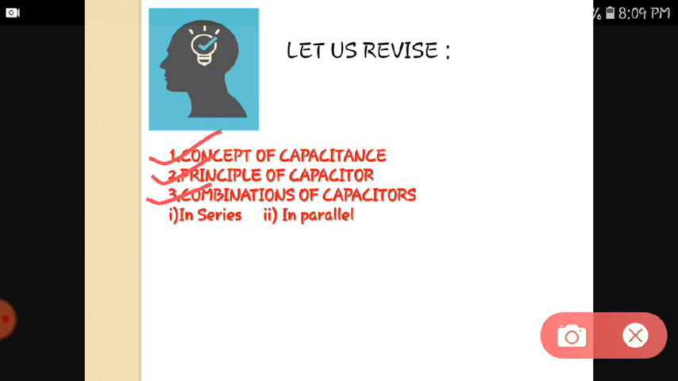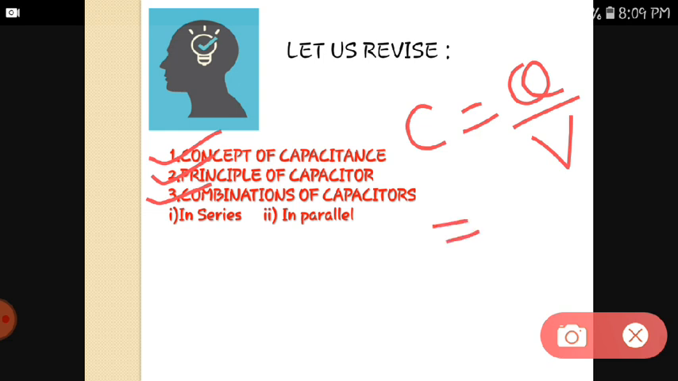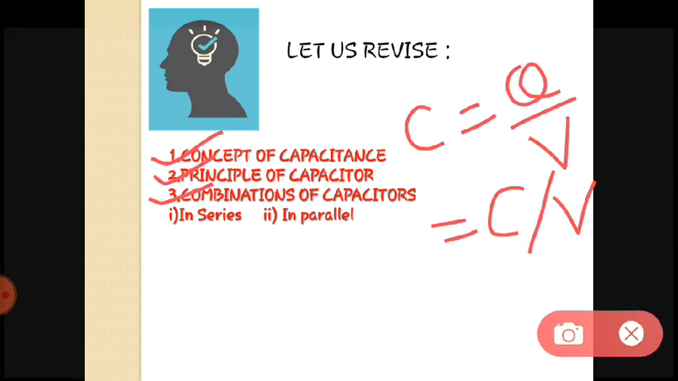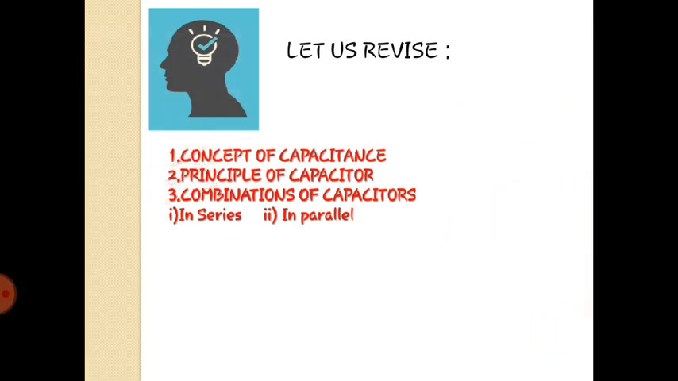Now, what is capacitance? Capacitance is given by the symbol C, and it is nothing but Q divided by V. It is the formula for capacitance, and the unit for capacitance is named after the scientist Farad. So the unit is Farad, or in general you can write it as Coulomb per volt. So this much we have studied about capacitance, and then the principle of capacitor.